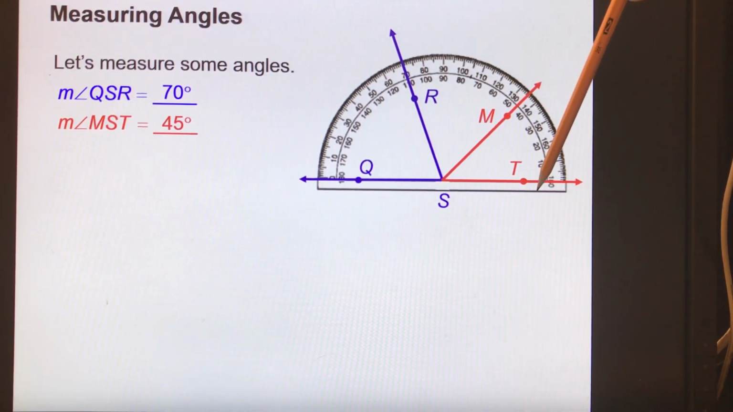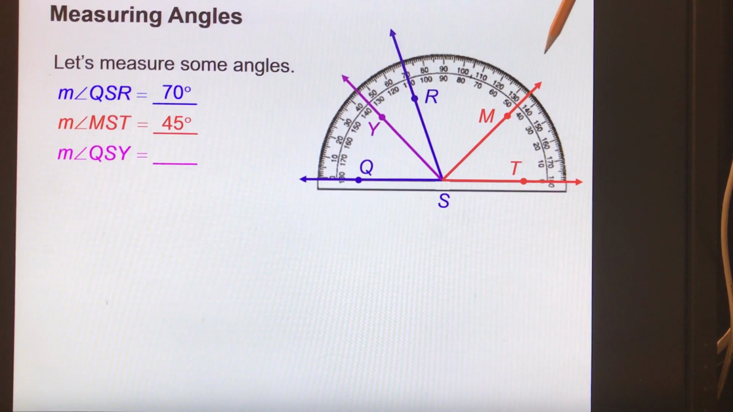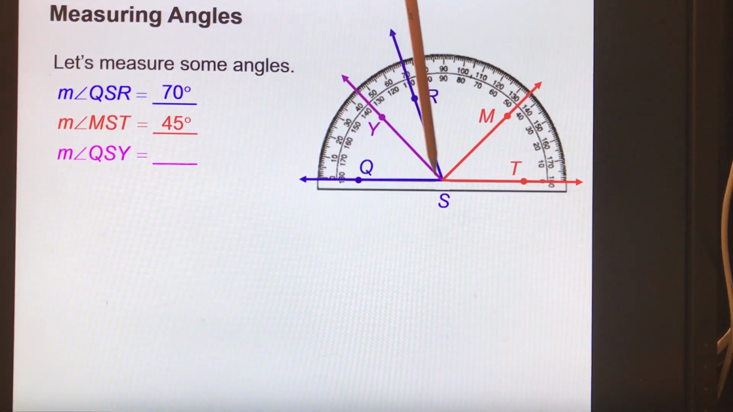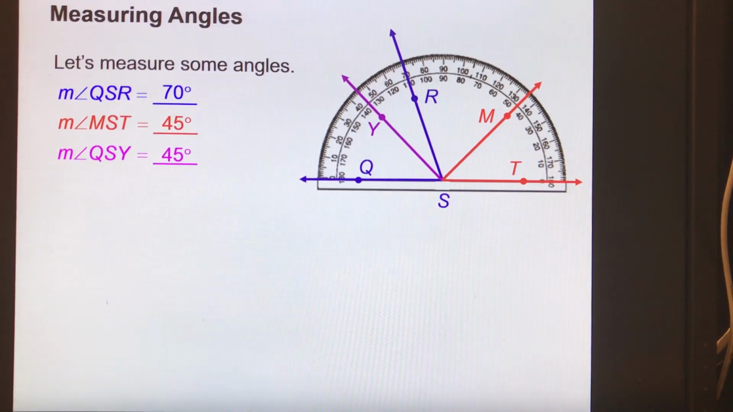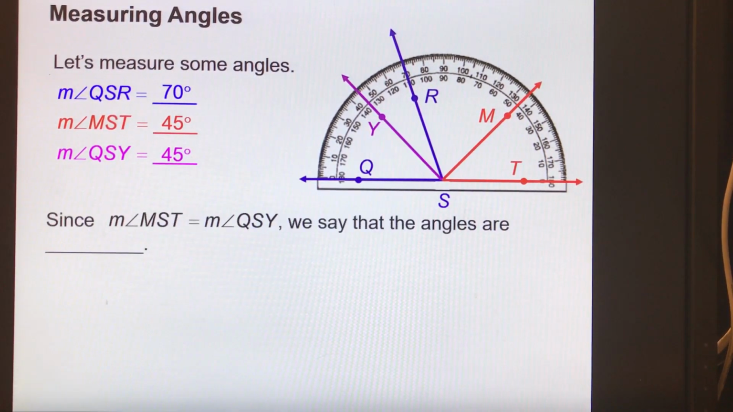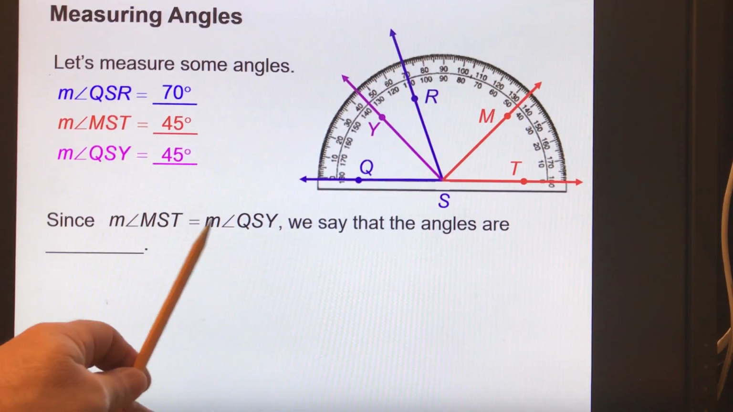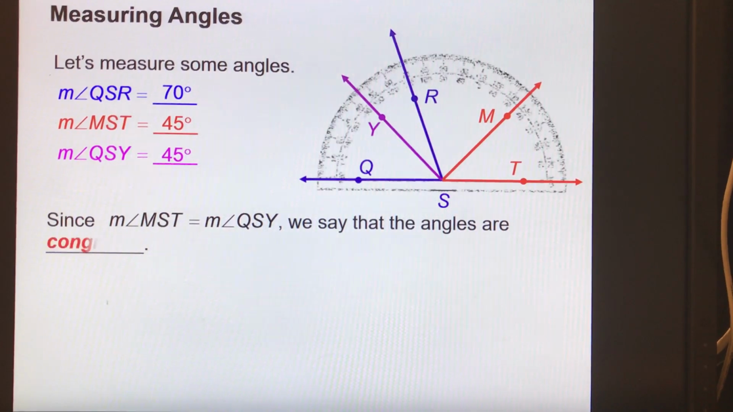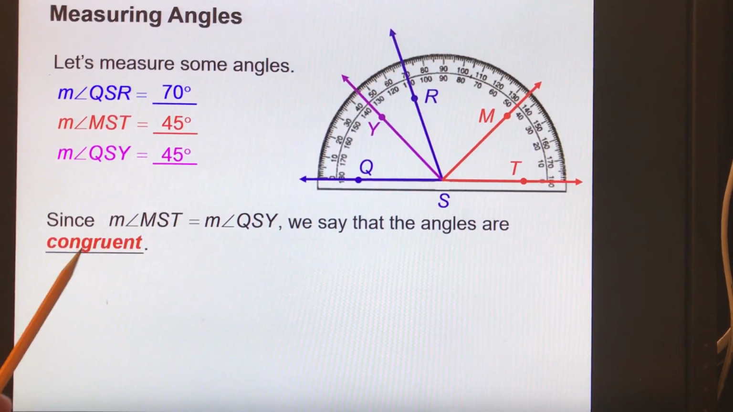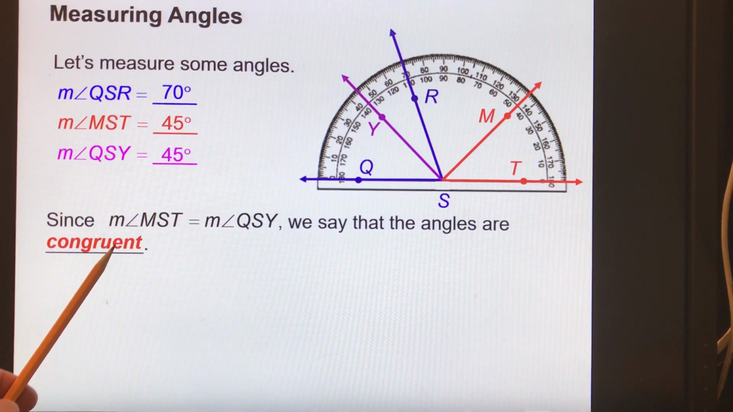Okay, so from 0 to 45. And then we have QSY. S is the vertex. We're finding this angle right here. It is also 45, so we have two congruent angles, MST and QSY. Since they are equal, we say that they are congruent, and the equal sign means the same.